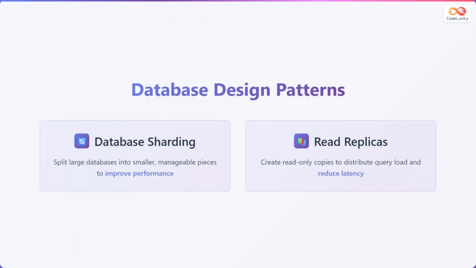Let's explore database design patterns, the first being database sharding. For improved performance, it splits large databases into smaller, manageable pieces. Second, read replicas, where read-only copies are created to distribute the query load and reduce latency. Using these patterns helps in optimizing database performance and scalability.